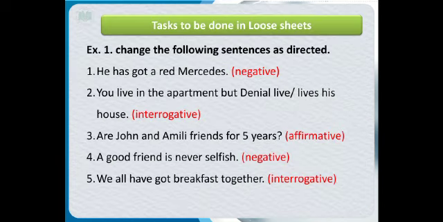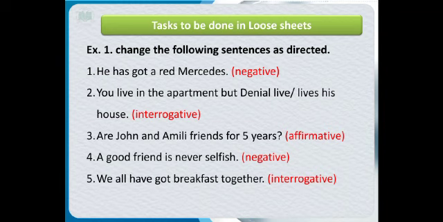Let's do some exercises. You have to do it in your loose sheets. It is just for your practice. As we have covered this topic, you can do the practice at home by doing these exercises. In exercise 1, you have to change the following sentences as directed. He has got a red Mercedes. You are going to change it into a negative sentence. You live in the apartment, but Daniel lives in his house. You have to change it into interrogative.